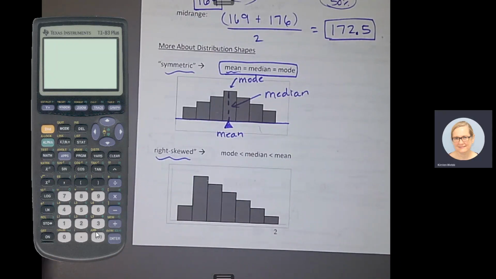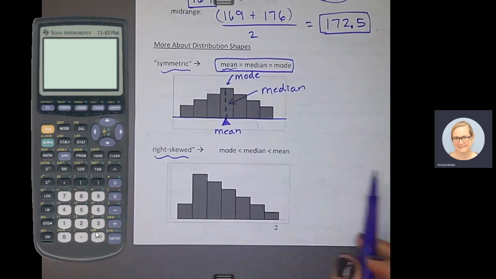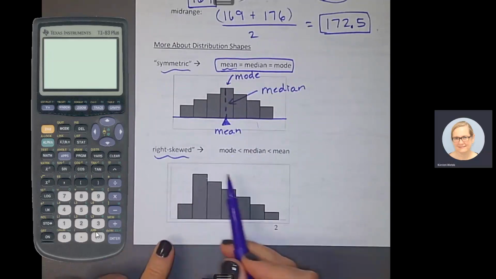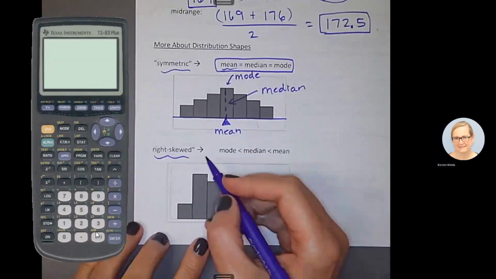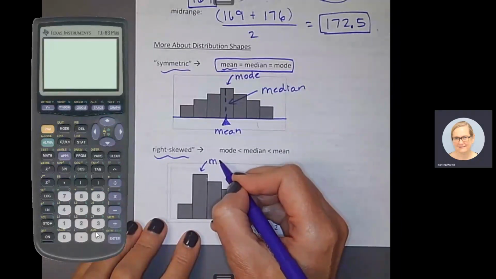Since this one's a little bit lopsided, right? Skew. The three measures are not all the same. They're not all smack dab in the middle. Where is the mode? Tallest bar to the left this time. That's right.